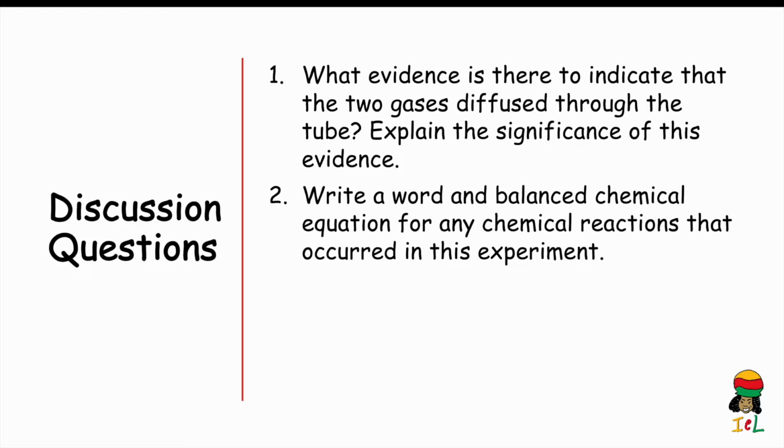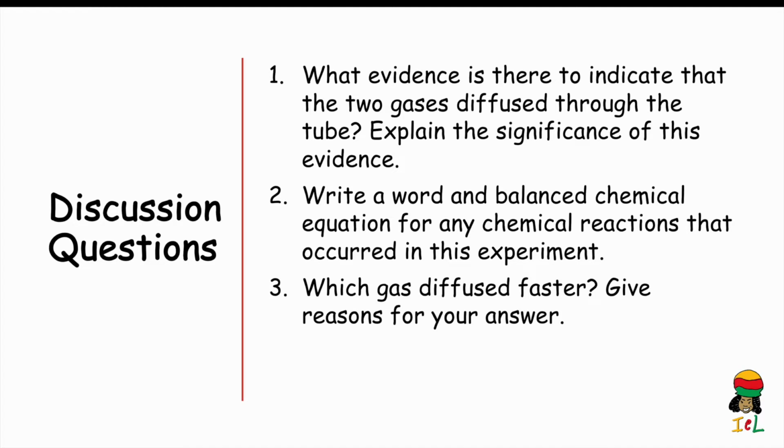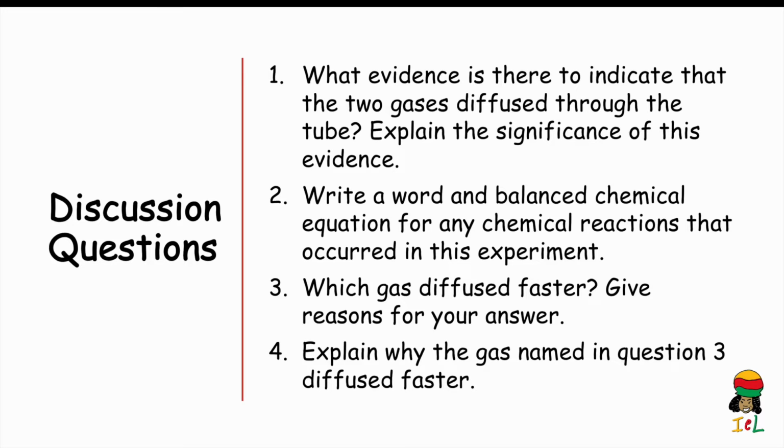2. Write a word and balanced chemical equation for any chemical reactions that occurred in this experiment. 3. Which gas diffused faster? Give reasons for your answer. 4. Explain why the gas named in question 3 diffused faster.